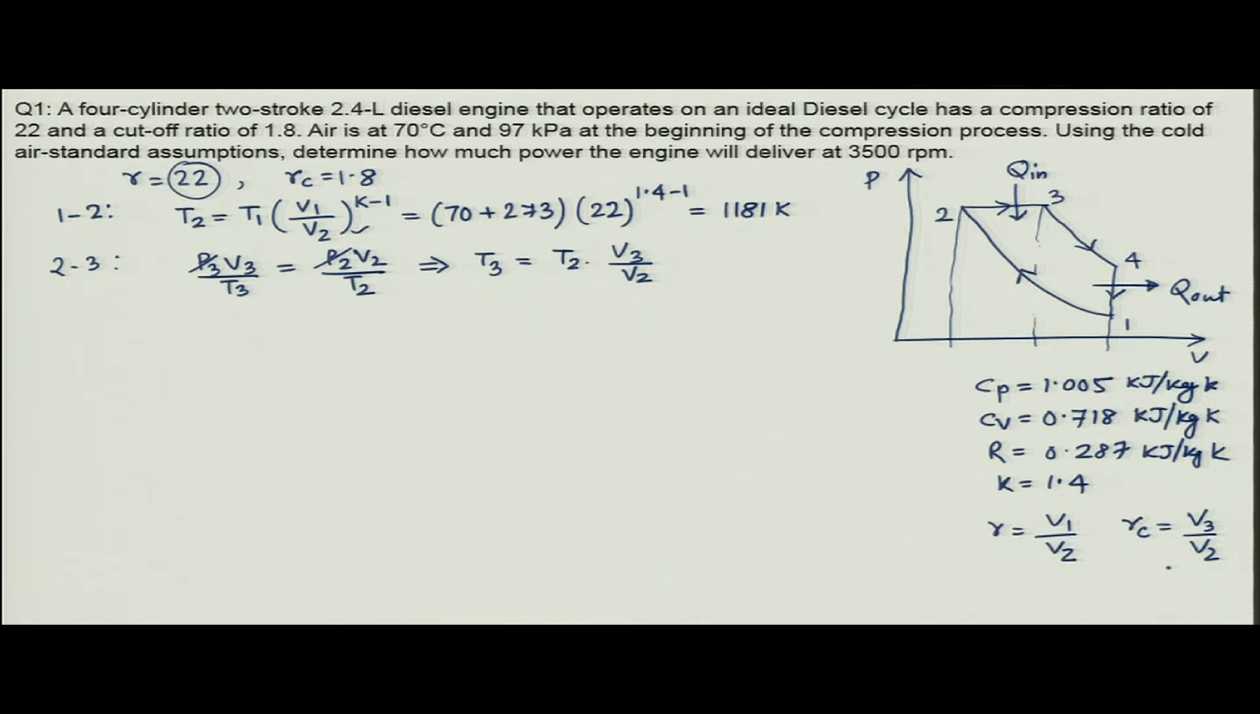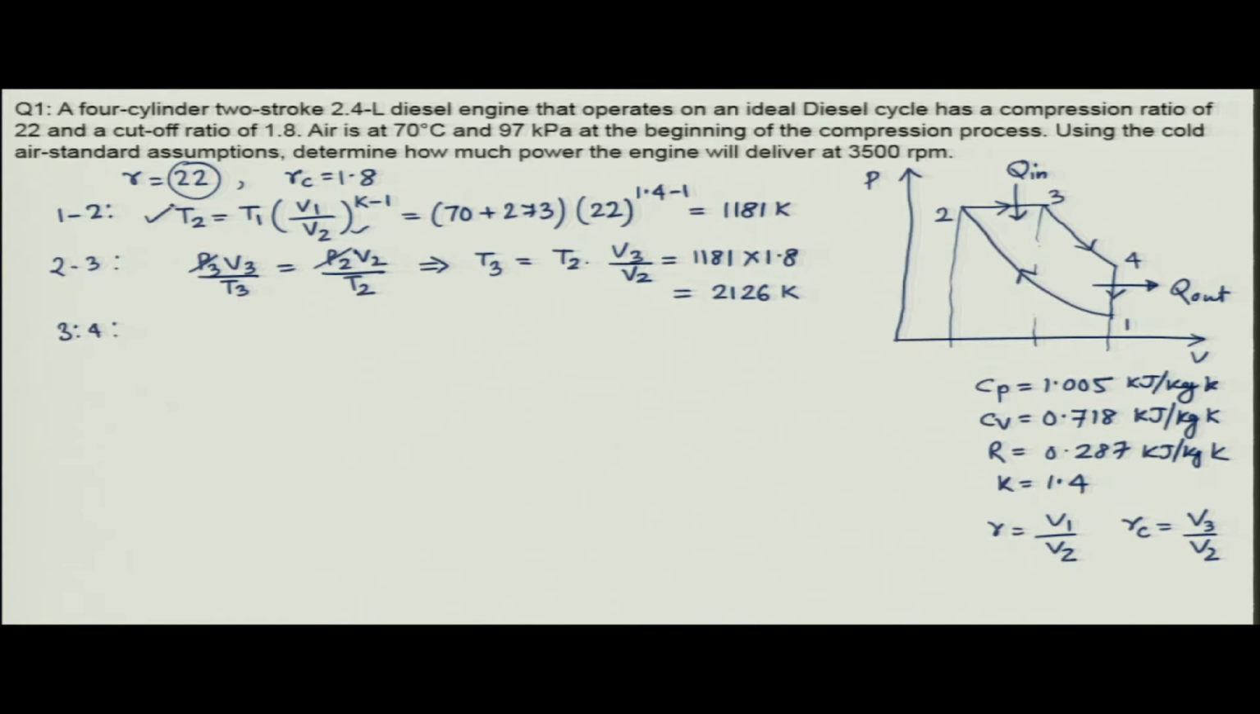Okay. So, RC is V3 upon V2. Now this V3 upon V2 is given as 1.8. So, it is 1181 into 1.8, and that is going to give you 2126 Kelvin. So, that is the temperature after the heat addition process at constant pressure. Next is the isentropic expansion process, 3 to 4.